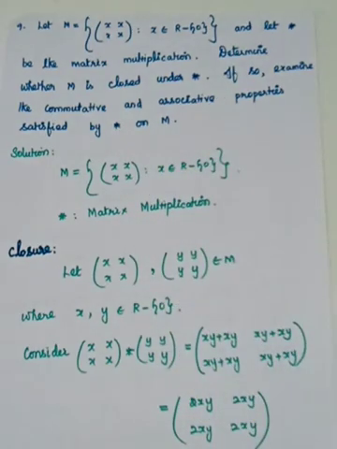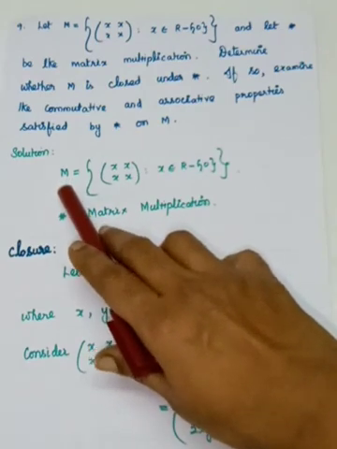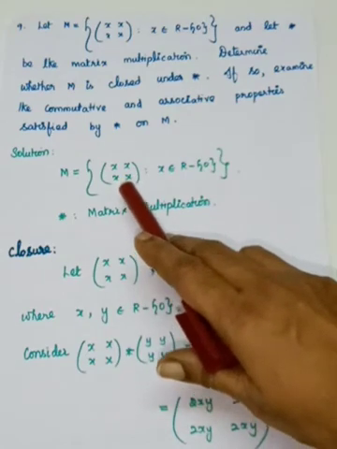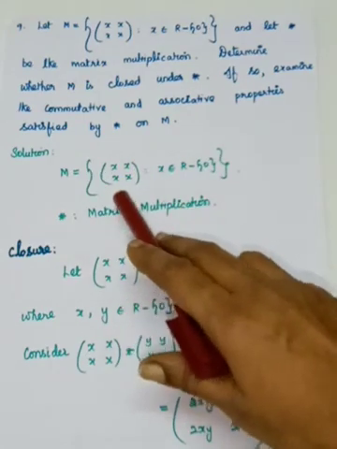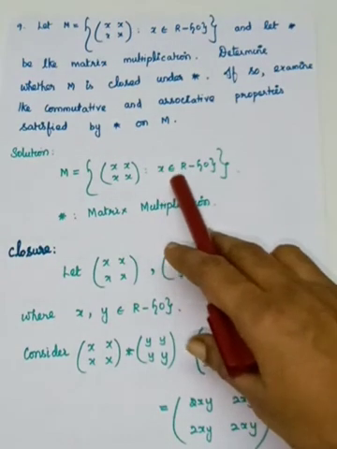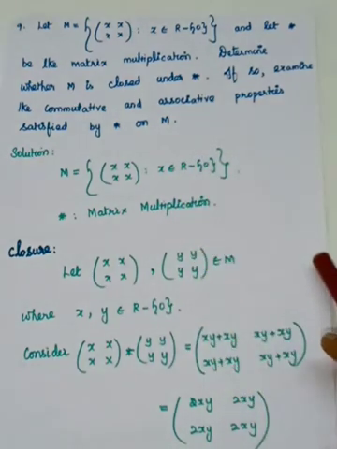So first we take the set. The set name is M. How are the elements in the set M? It is a matrix. What type of matrix is it? It is a 2 by 2 matrix. Not only that, the 2 by 2 matrix has all elements the same. The element belongs to R minus 0. What is R minus 0? It's a non-zero real number. It's a real number, but it should not be equal to 0.